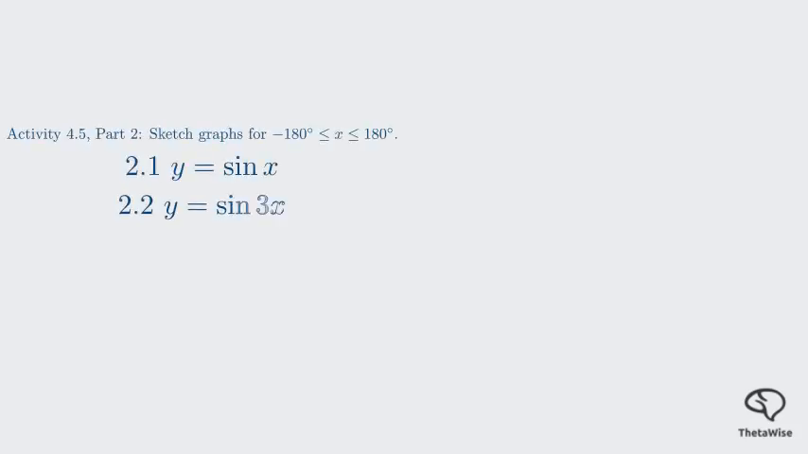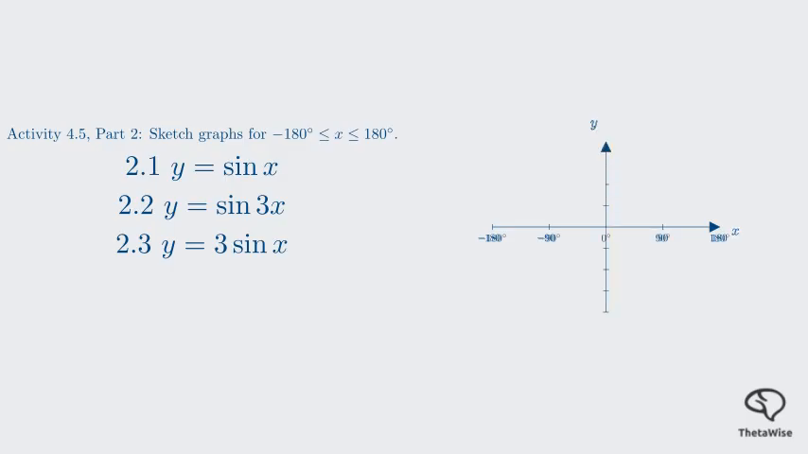Let's move on to the second part of Activity 4.5. Here, we need to sketch 3 graphs on the same system of axes for the domain from negative 180 to 180 degrees. The 3 equations are y equals sine x, y equals sine of 3x, and y equals 3 sine x. First, we set up our axes. The domain is from negative 180 to positive 180 degrees, and the y-axis should accommodate an amplitude of 3, so let's go from negative 4 to 4.